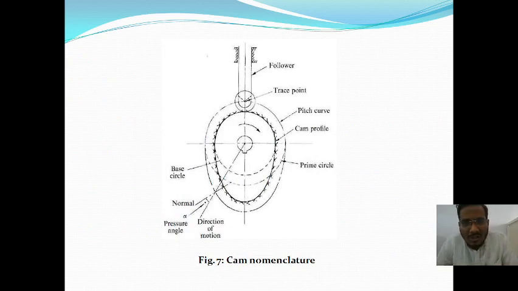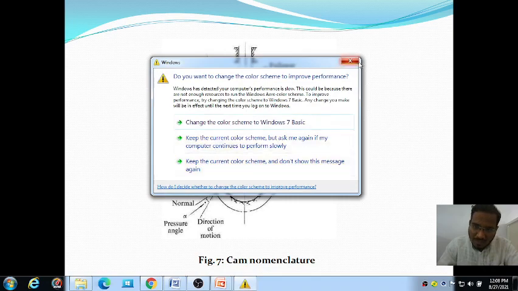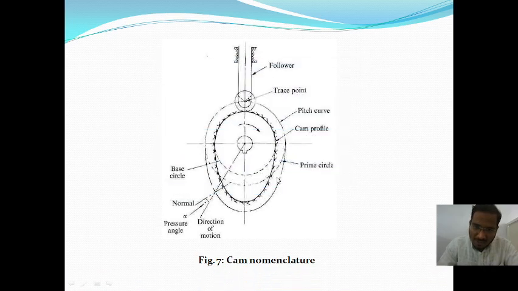And here you can also see the follower trace point. The center of the follower is the trace point, and the pitch curve is outside of the camshaft. This is your cam profile, and another circle is called the prime circle. Then the base circle, the normal circle.